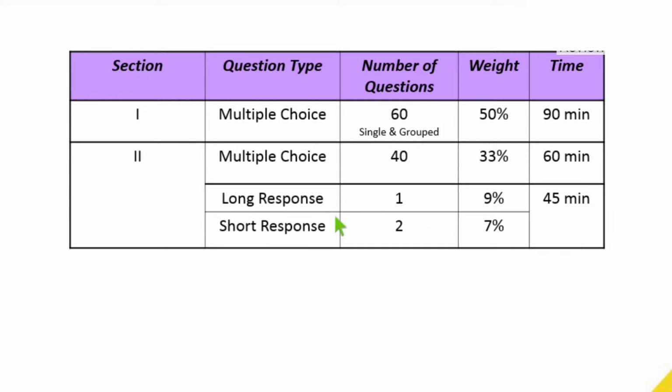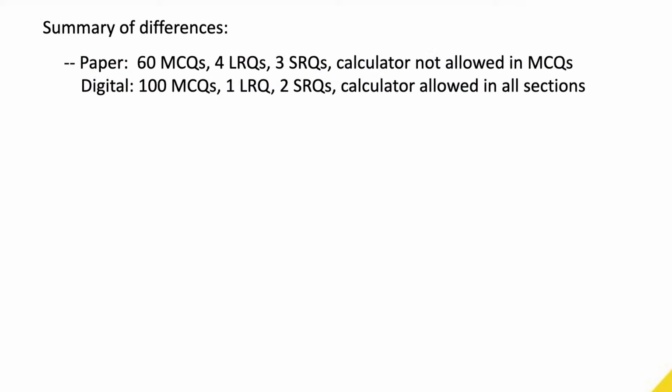So the salient features between the digital and the paper and pencil is that in the paper, you have a total of 60 multiple choice, 4 long response, 3 short response questions, and calculator is not allowed on the multiple choice questions. And that's why in the session that we had yesterday, I was trying to show you the calculation shortcuts that you could take because you are not allowed a calculator in the multiple choice. Of course, the assumption there is that it's a paper multiple choice.